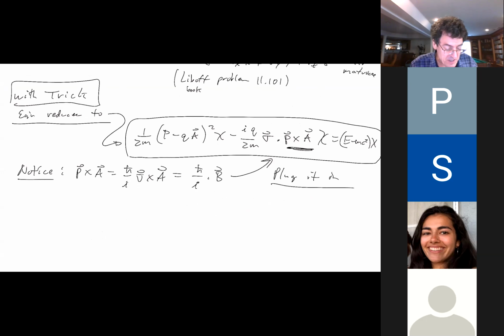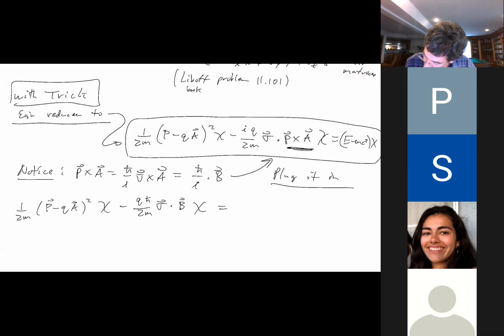And then when you plug it in, what we're going to get is 1 over 2m (P minus QA) squared chi minus QH bar over 2m sigma dot B chi is equal to E minus MC squared chi. Okay, and so now let's change the notation.